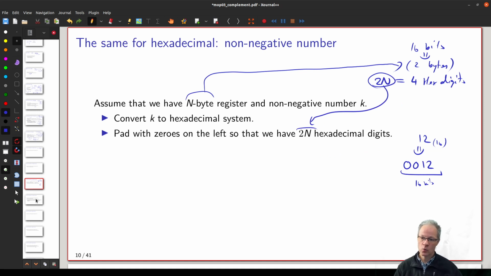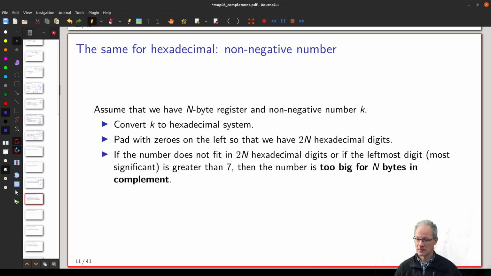All right. Now, what if the number does not fit in 2n hexadecimal digits? Let's say we want to say 12345 in hex, and we want to store that in 2 bytes. So 2 bytes means we have 4 digits, 2n is equal to 4 digits. Right? And it does not fit. So what do we do with this? Well, the number is too big for n bytes in 2's complement, unfortunately. It does not fit. We have an overflow.